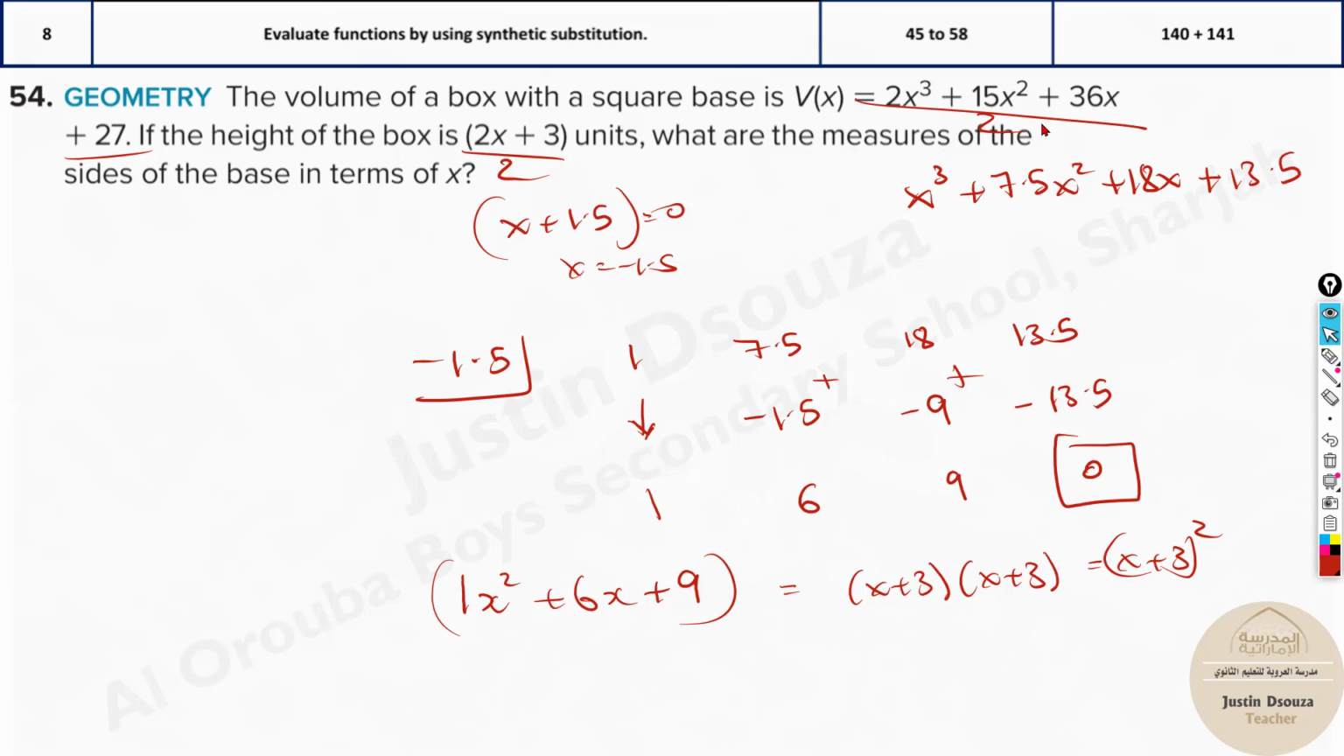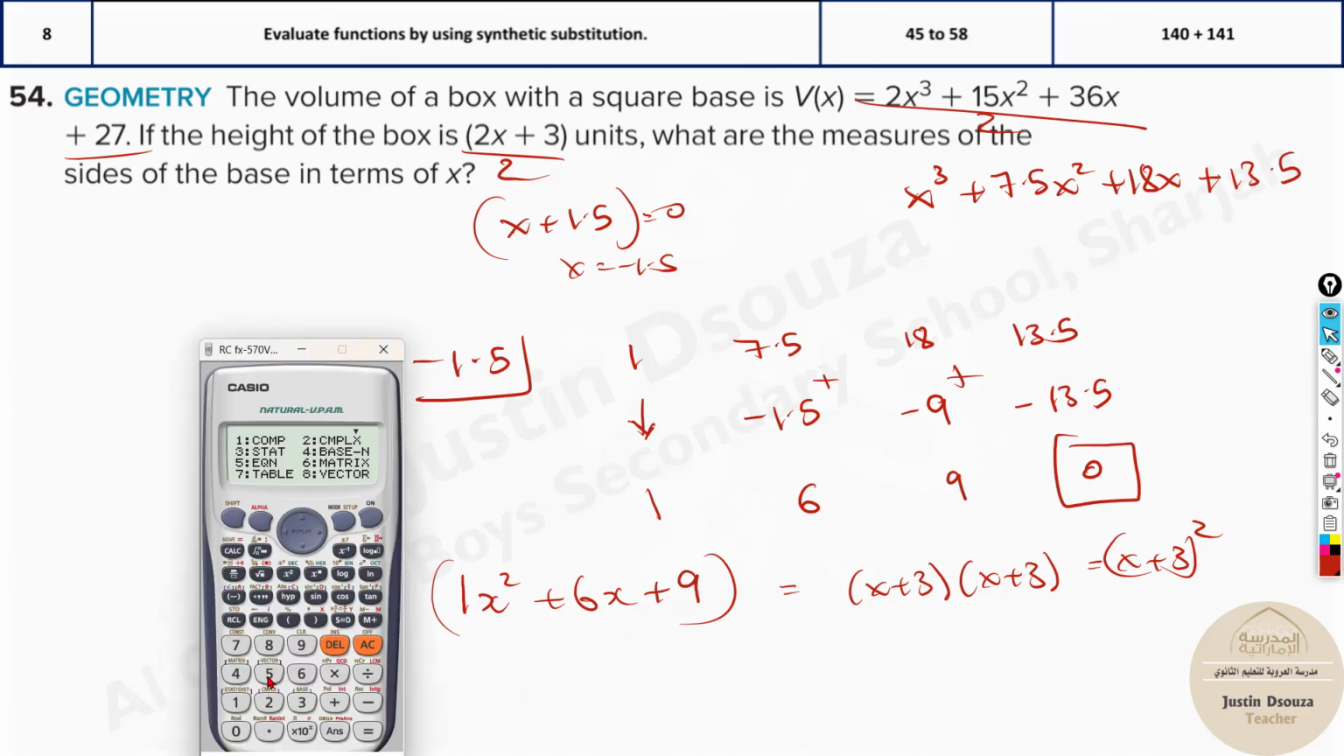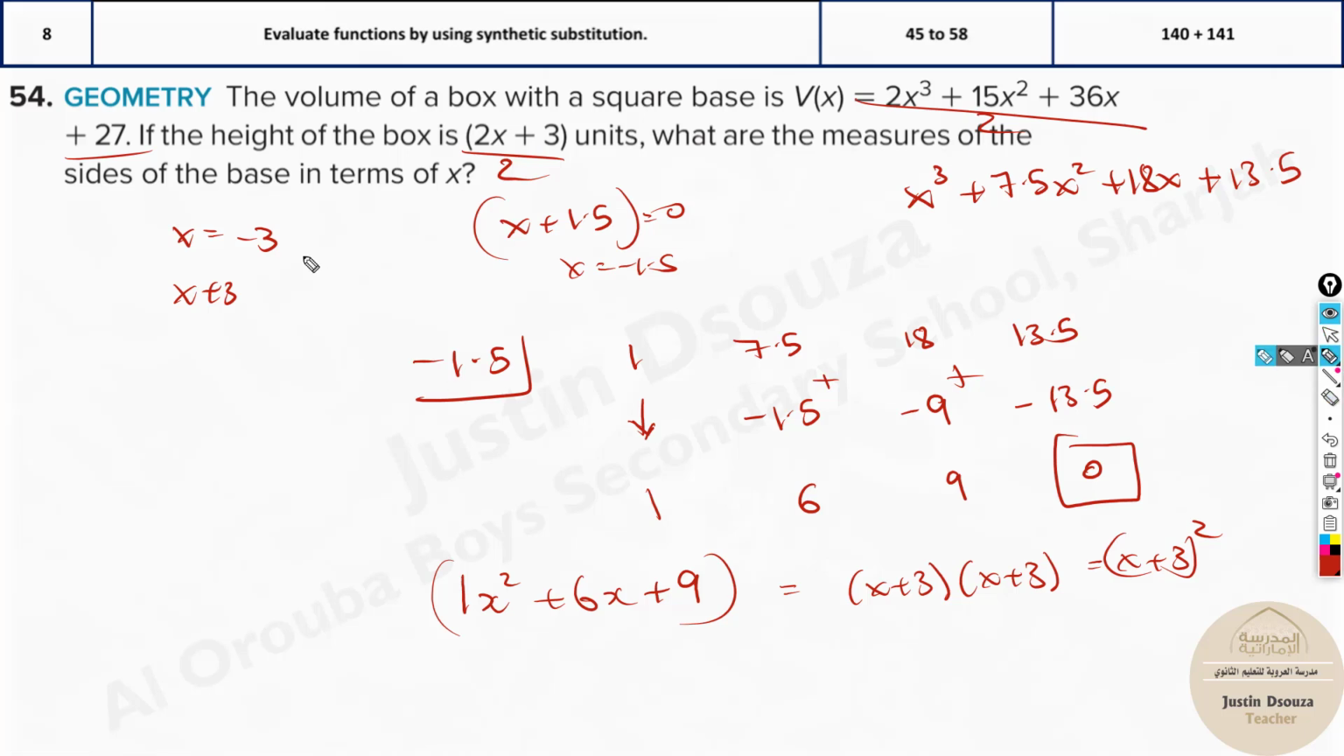Now how do you do this in the calculator? Just type in mode 5, that is for equation, and then option number 3 for quadratics, and just type in 1, 6 and 9. Now here you will just get one answer, x, but there must be two answers, right? It's quadratic, but you're just getting x is equal to minus 3. Take it inside, it will be x plus 3. But since you're just getting one answer, this is a repeated root. That means its magnitude will be power 2. There are two roots that are repeated. But if you find the factors, you'll understand it over here.